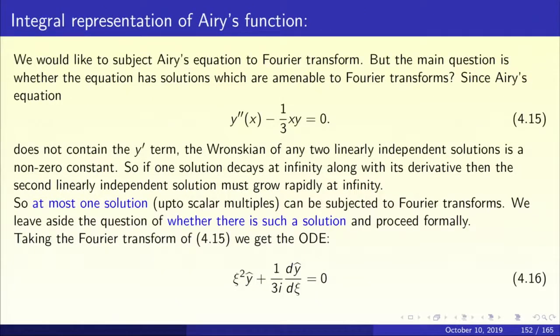Now let's get to the Airy equation. The Airy equation is y double prime minus 1/3 xy equal to 0. Now we would like to subject this Airy equation to Fourier transform, but the main question is the following. I have given you a differential equation. How do you know that the solution is a function whose Fourier transform exists? In fact, we are going to see that the solution is actually going to be in the Schwarz class, but that is far from obvious.